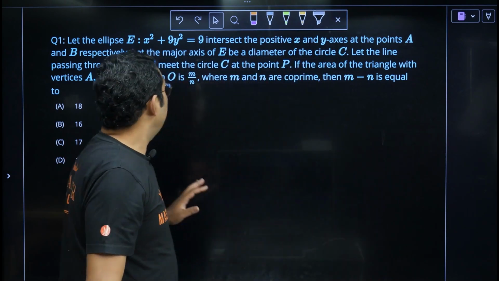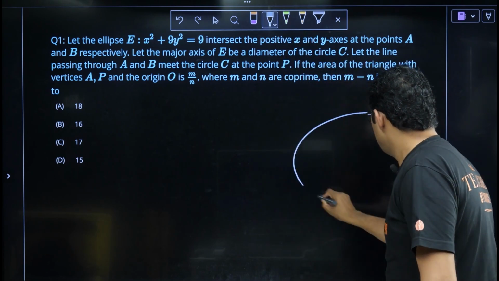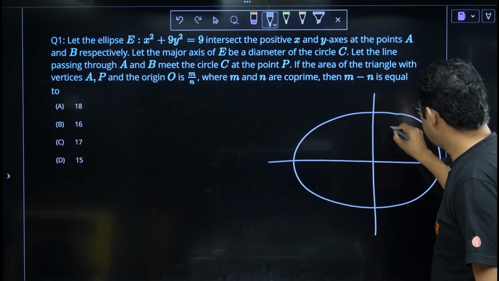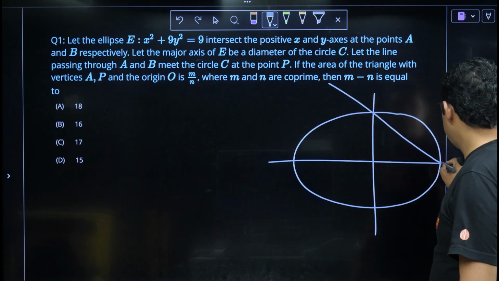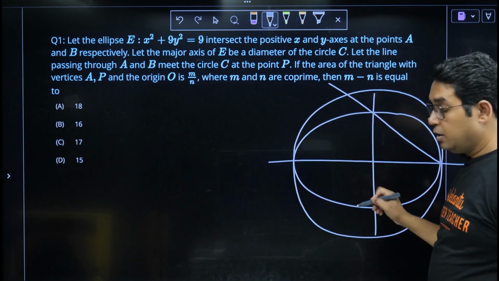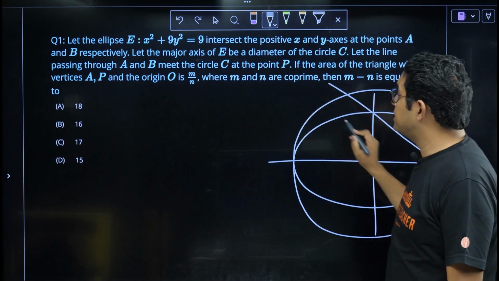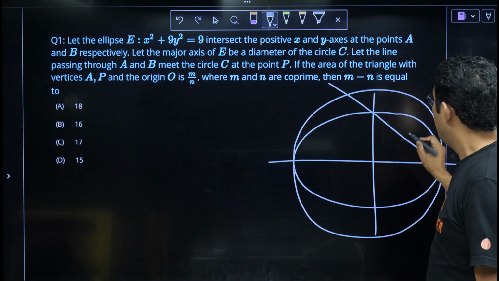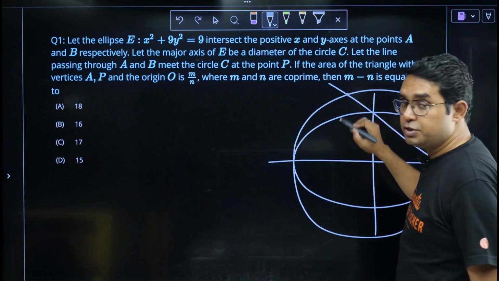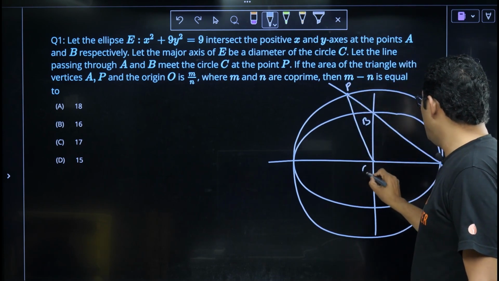So in this question, we are given that there is an ellipse E, which is intersecting x-axis at point A and y-axis at B, and taking its major axis as diameter, a circle is drawn. I think they have written that major axis of E as diameter, we have drawn a circle, and this line AB, when extended, meets this circle, which is actually the auxiliary circle also, at P, and we have to find the area of triangle OAP.